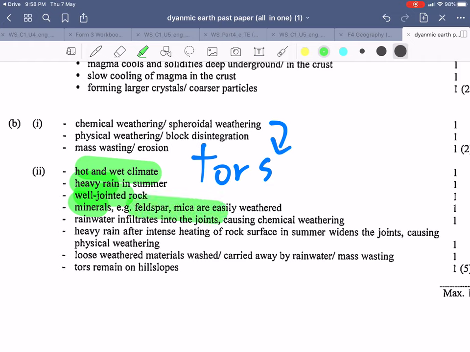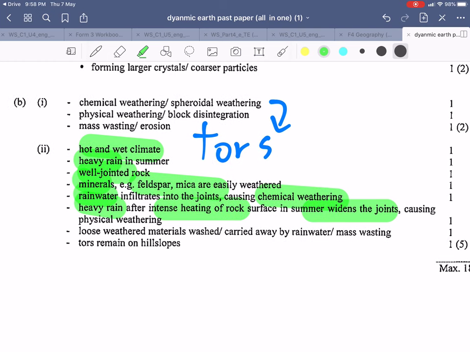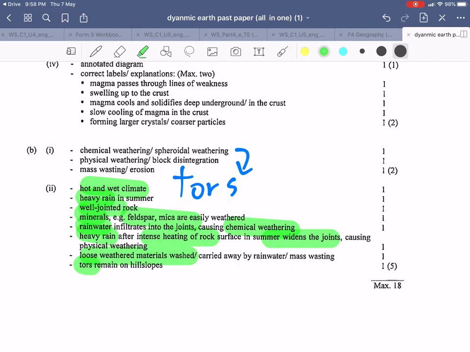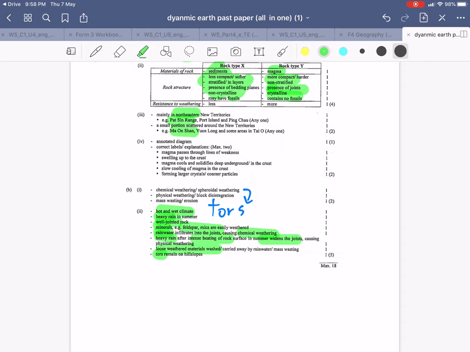minerals. We have feldspar and mica, which are easily weathered. Bear in mind, quartz is not easily weathered. And then rainwater infiltrates into the joints, causing chemical weathering. And then heavy rain and the intense heating and cooling of the rock surface will widen the joints, causing physical weathering. And loose weathered material is washed away. And then the tor remains on the slope. So spheroidal weathering is also an important thing that's worth a look.